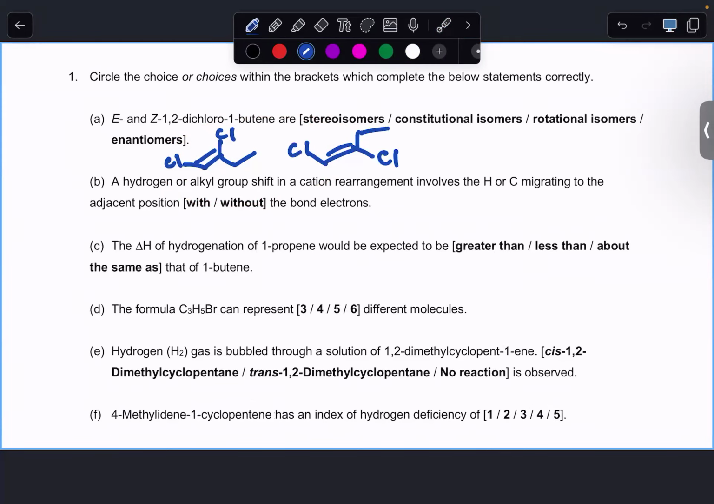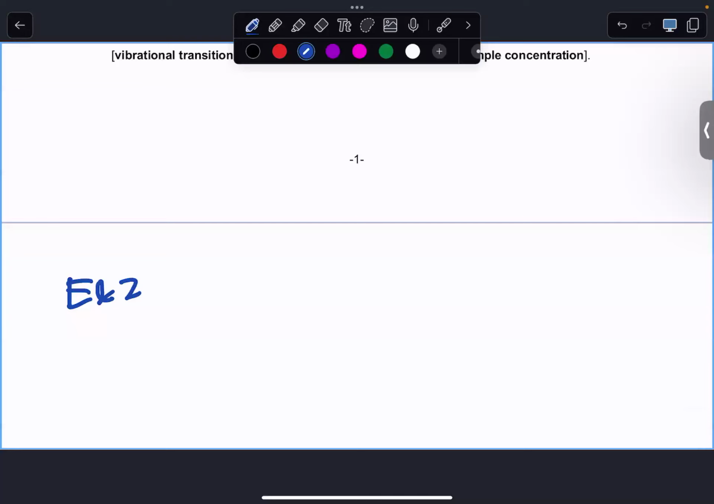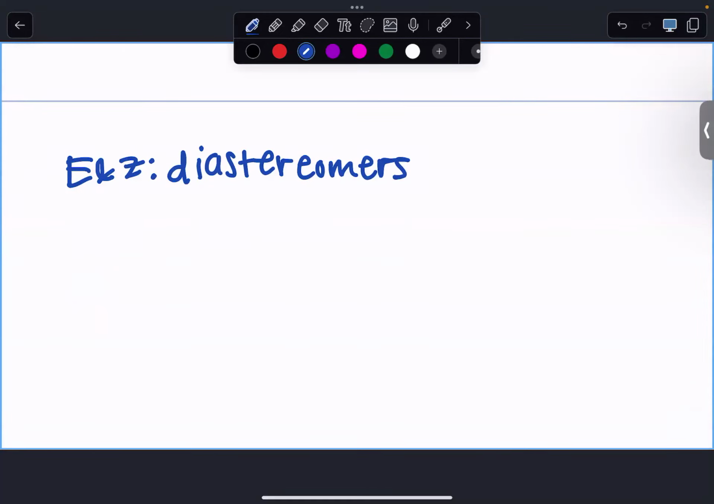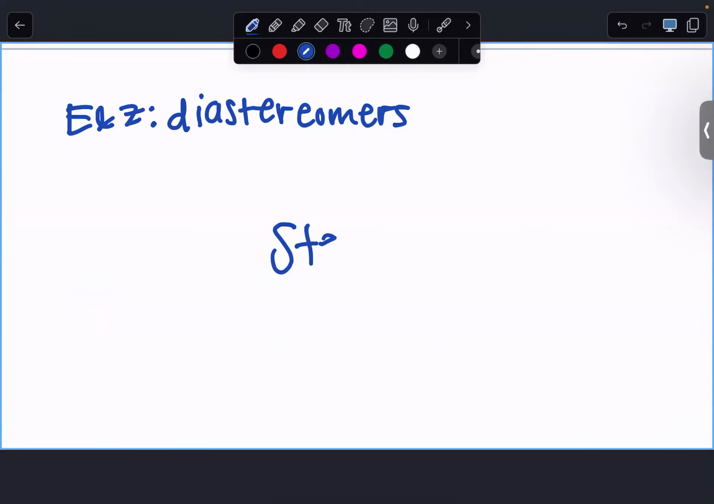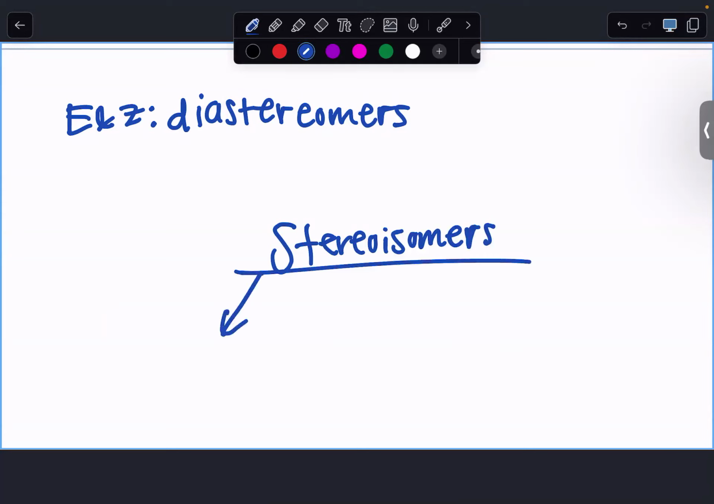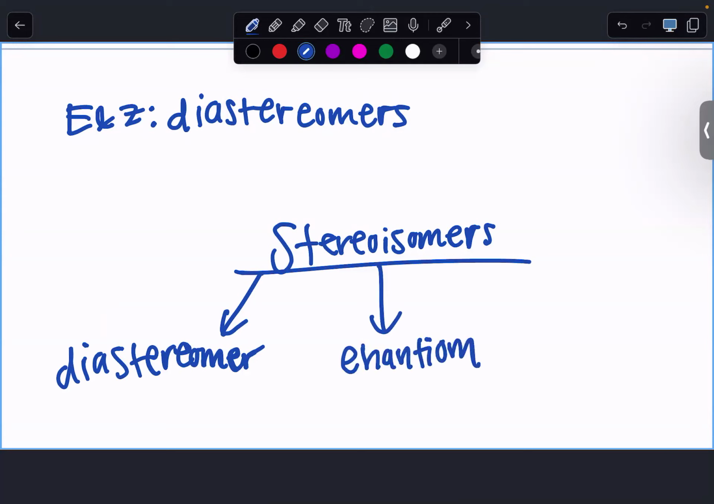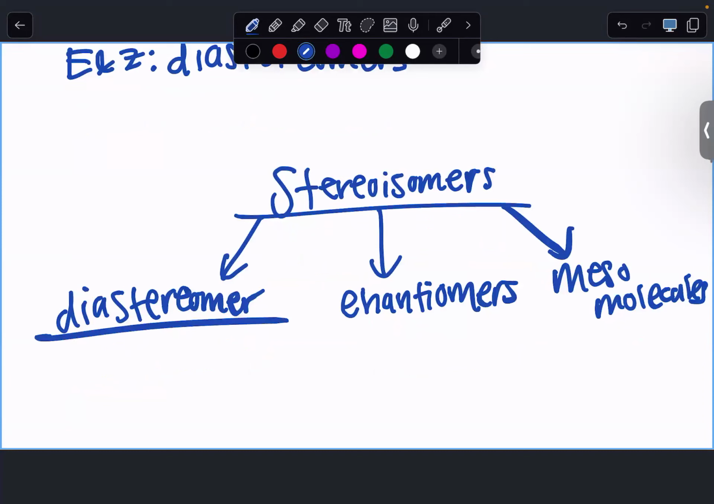So E and Z isomers are a type of diastereomers, right? And a diastereomer is a type of stereoisomer. So stereoisomers is a big umbrella term for different things. It could be a diastereomer. It could be an enantiomer. Or they could be meso molecules. Right? So a diastereomer, a type would be E and Z isomers.